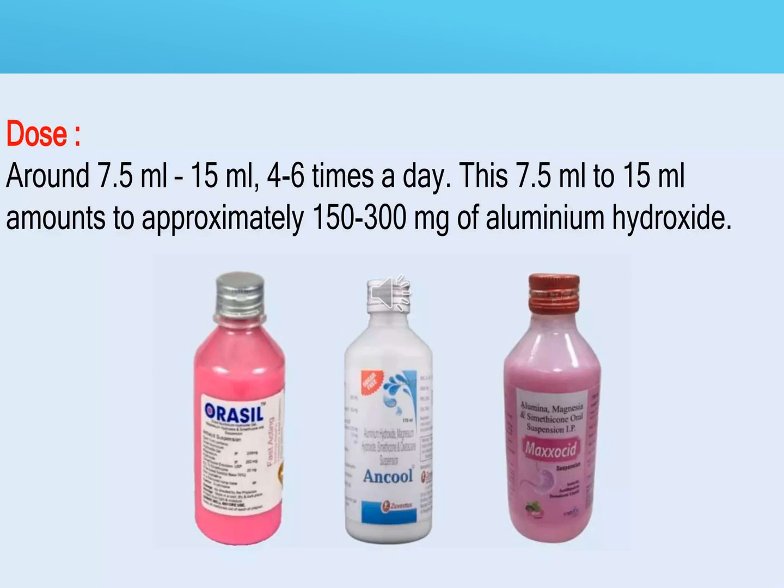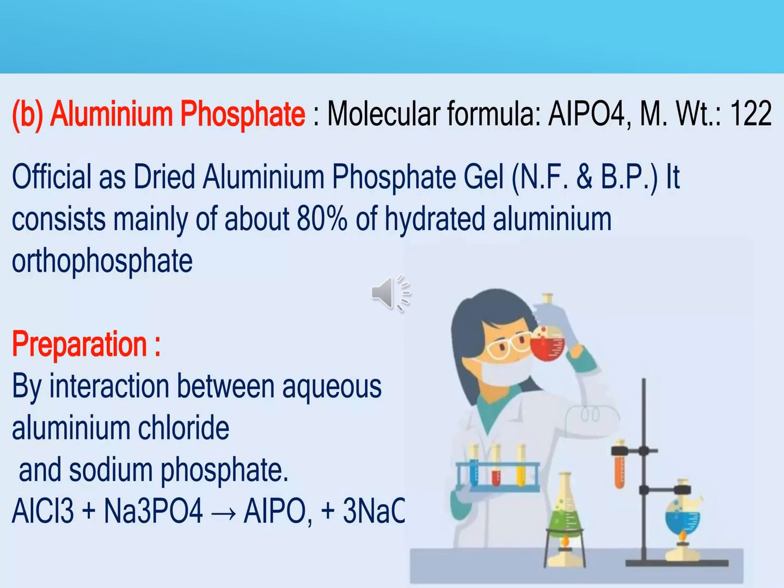Dose around 7.5 ml to 15 ml, 4 to 6 times a day. This 7.5 ml to 15 ml amount is approximately 150 to 300 mg of aluminium hydroxide. Aluminium phosphate, molecular formula AlPO4, molecular weight 122. Official as a dried aluminium phosphate gel.